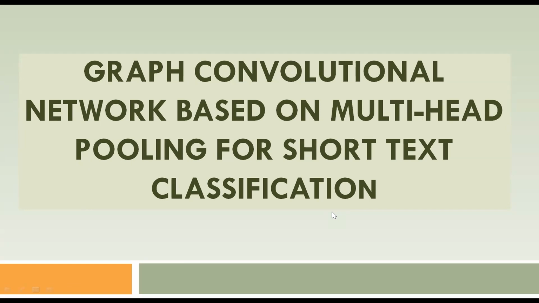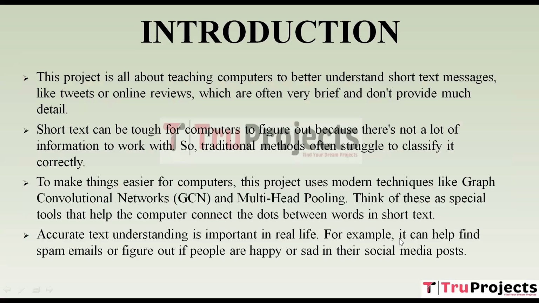Projects. In this video, we are going to explain the project titled Graph Convolutional Network based on multi-head pooling for short text classification. The project's objective is to enhance computer understanding of short text messages like tweets or reviews, which are often brief and lack context.